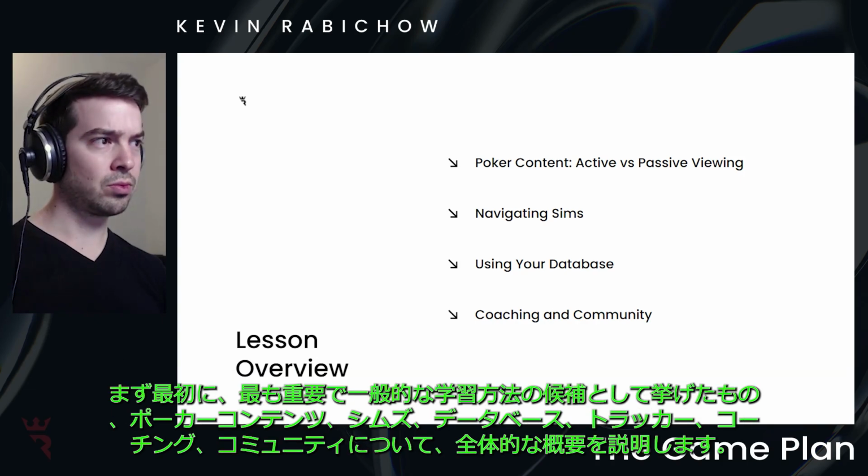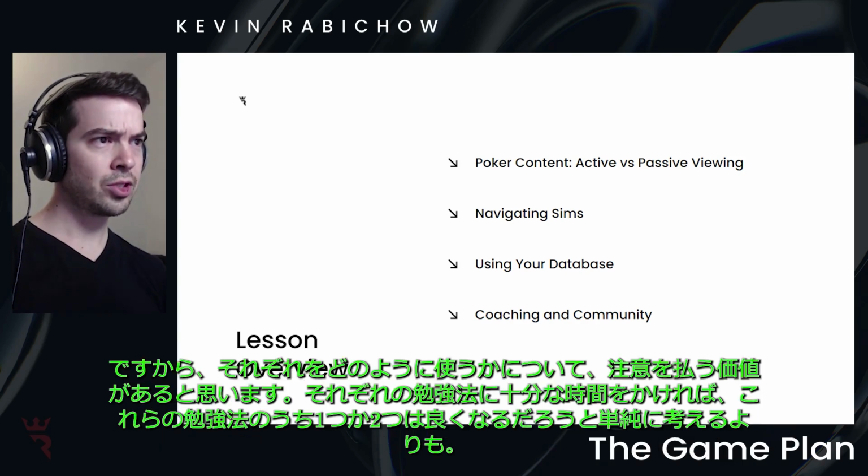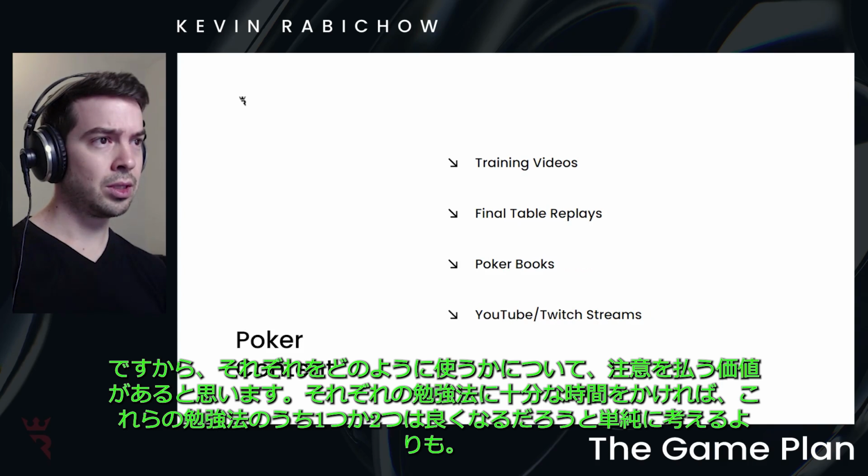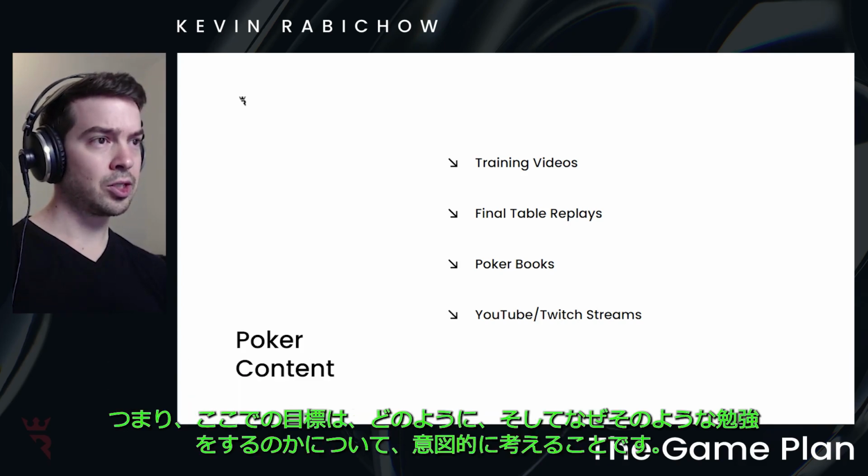So, first, the total overview of what I've included here on the short list of the most important or most common methods of study: poker content, sims, a database or tracker, and coaching and community. Each of these deserves attention as to how we're going to use it, more than simply thinking that if we put enough time into one or two of these methods of study, we're going to get better. So the goal here is to be deliberate about how and why we're studying the way that we are.